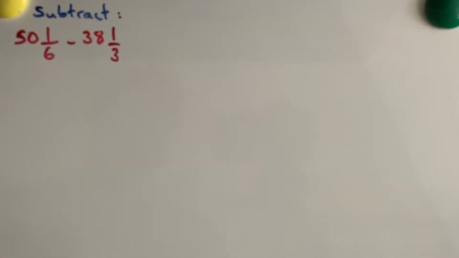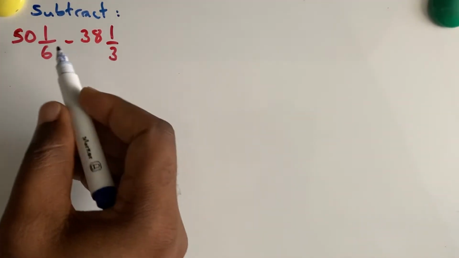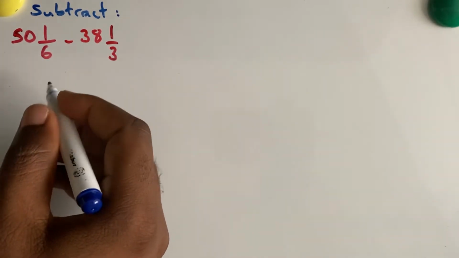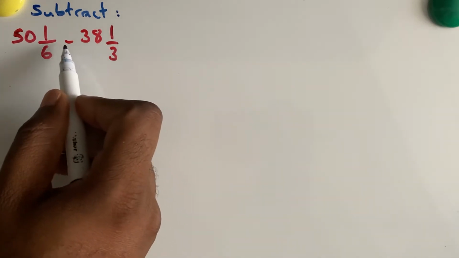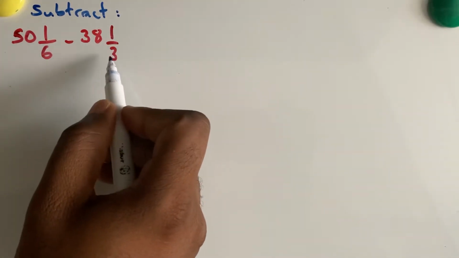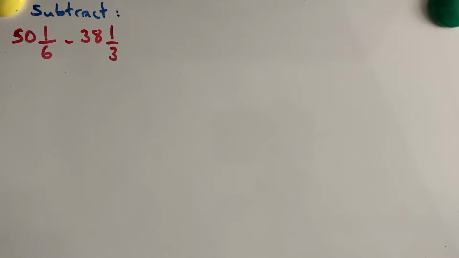Hello guys, in this video I'm going to show you how to subtract mixed numbers. For this problem we have 5 1/6 minus 3 8 and 1 over 3. So we're going to try to subtract here.